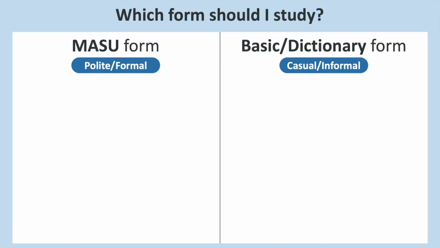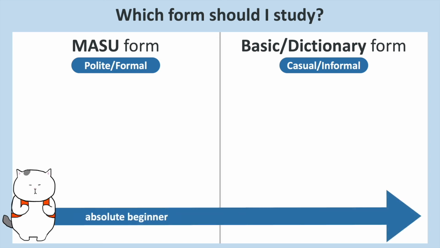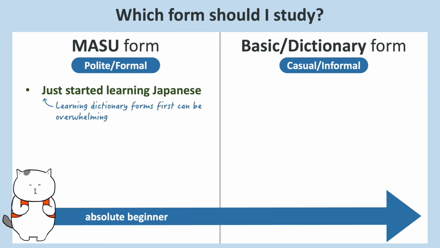Some people may wonder which form you should study first. I would say you would want to learn the dictionary form to move to the next level from the absolute beginner level. For people who just started learning Japanese, learning the masu form first may be easier because learning the dictionary form can be overwhelming, and also it's safe to speak politely.